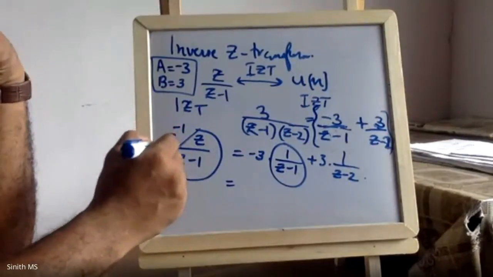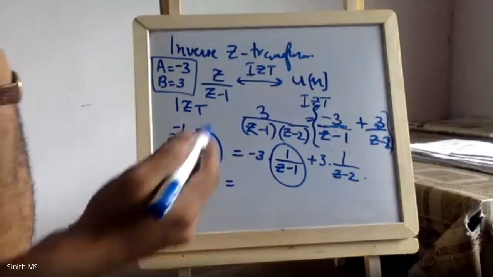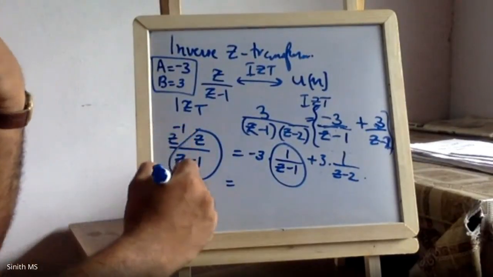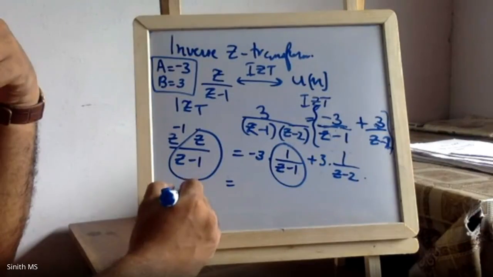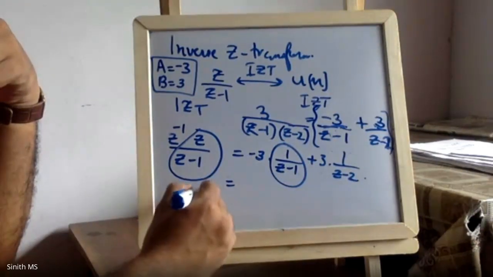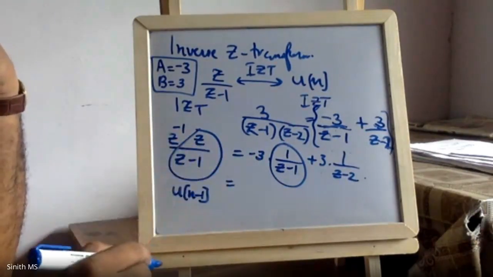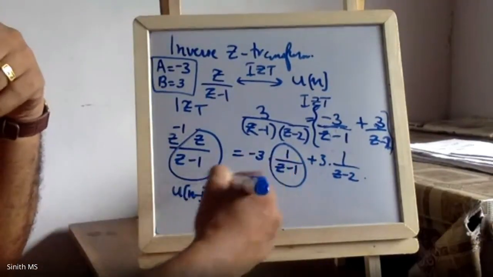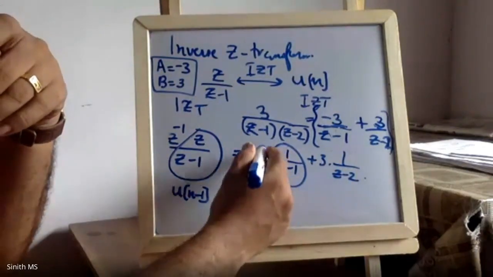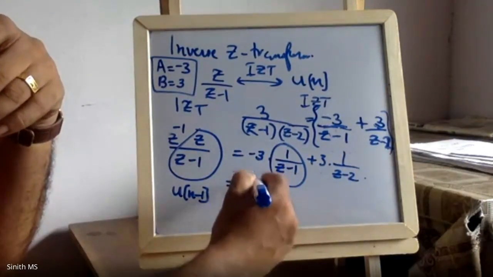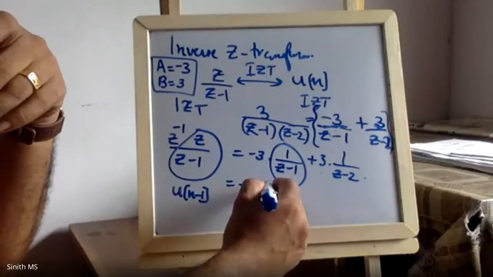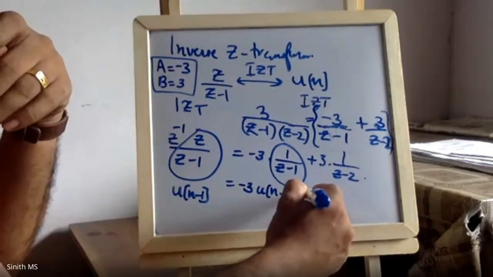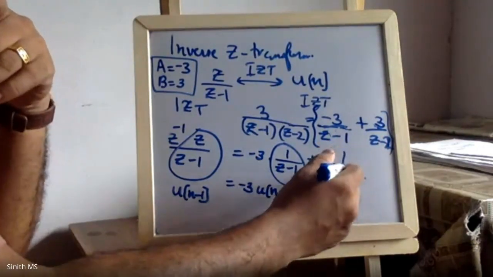So when you have z inverse here, a shifted version will be there in the time domain. So it becomes u of n minus 1. So the inverse transform of this is u of n minus 1. Minus 3 you can take outside. So this becomes minus 3 into u of n minus 1 plus 3 into 1 by z minus 2.